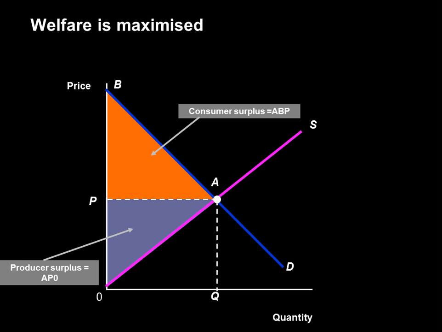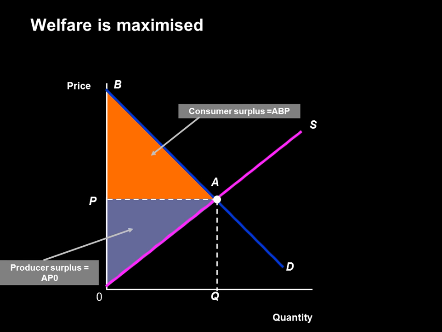If we look at the demand side, if we look to those consumers who are willing to buy up to OQ, then their total willingness to pay is the area BAQ0, but their actual payments that they make in terms of the total rent that they pay out is OPAQ. So there is a surplus for consumers equal to ABP.